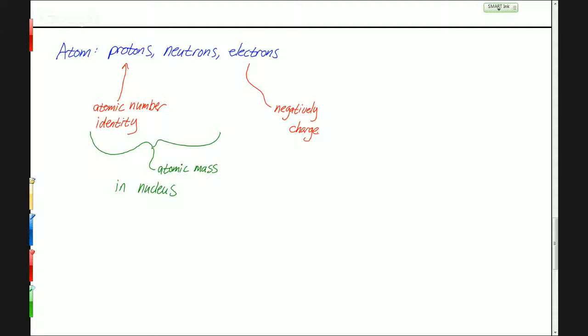And the old picture is that they orbit the nucleus like planets, like they're spinning around in a circle. That's not actually true. We know that's not really what they do. They don't follow these trajectories, but they exist in these areas outside the nucleus. And we'll talk a little bit more about that when we talk about that structure. So electrons are negatively charged. Protons are positively charged.